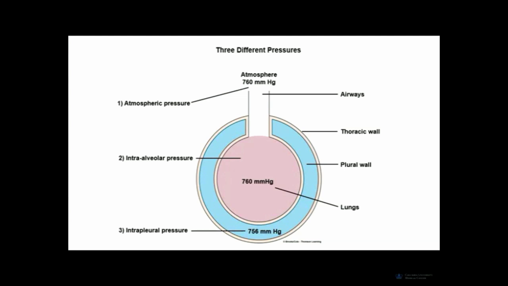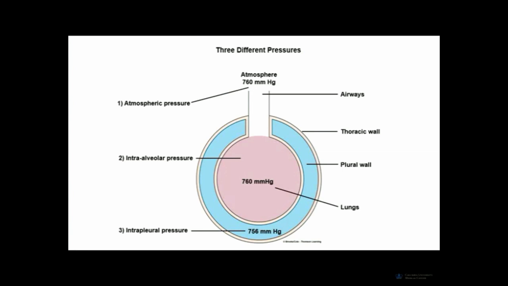Okay. So outside the body, outside of the airways, we have atmospheric air at 760 millimeters of mercury. Inside of the lungs, in this particular picture, intraalveolar pressure is also 760 millimeters of mercury. So which direction is air flowing? Nowhere, right? Because they're equal, exactly.